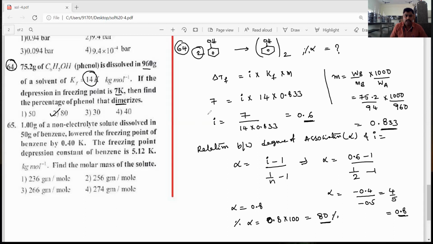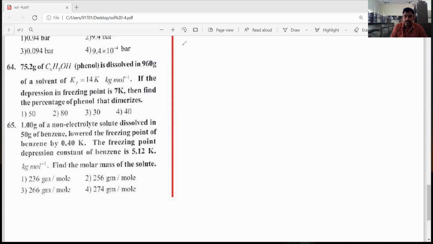Okay, dear students, let's go for the 65th question. The 65th question is: 1 gram of non-volatile non-electrolyte solute is dissolved in 50 grams of benzene and lowered its freezing point. Delta TF is 0.4 Kelvin. The freezing point depression constant, KF value, is 5.12. Find the molar mass of solute.